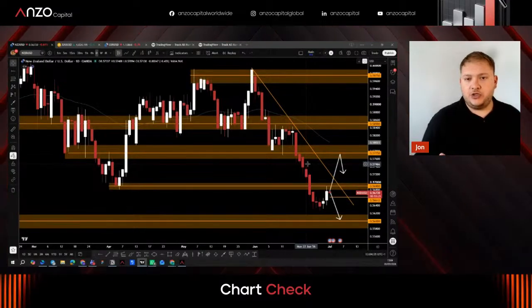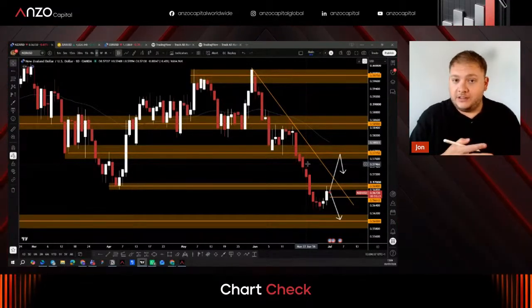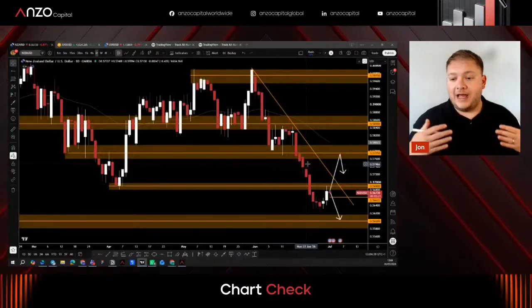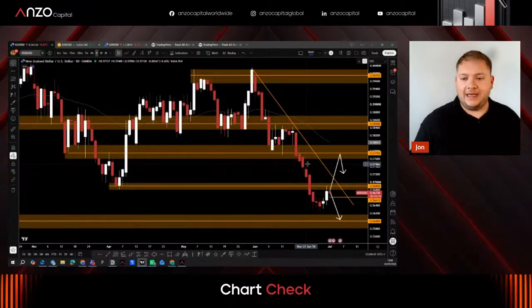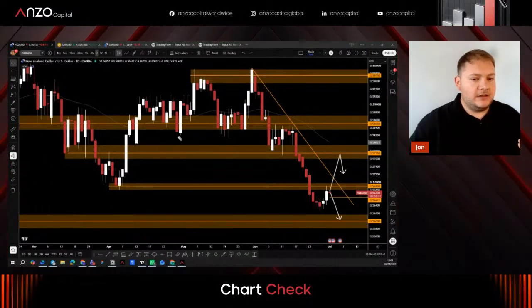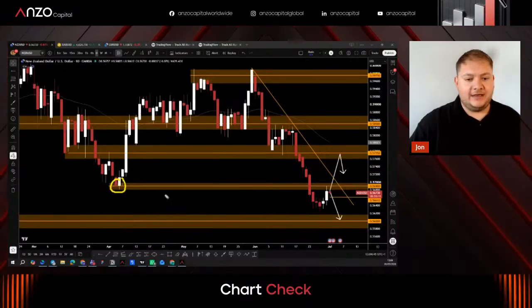And I say potential because we don't know what's going to happen next, right? So we have to plan where we want to get involved with the market. Now, this is an area of structure. Structure can act as resistance.